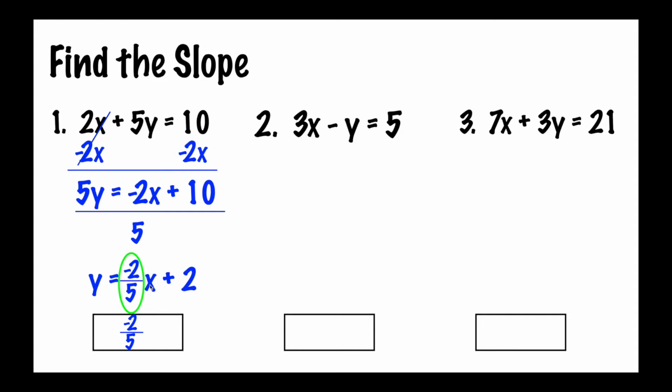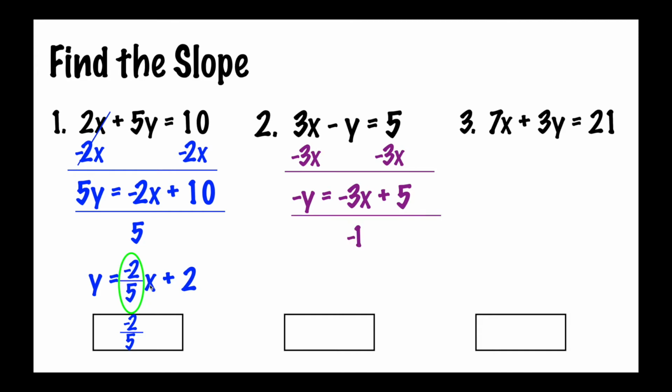We'll do the same thing for number 2. I'll start by subtracting 3x on both sides. I'm left with negative y is equal to negative 3x plus 5. We'll divide both sides by -1. We're then left with y is equal to 3x minus 5. Slope here, again, in front of the x value is going to be 3, and that's our slope.